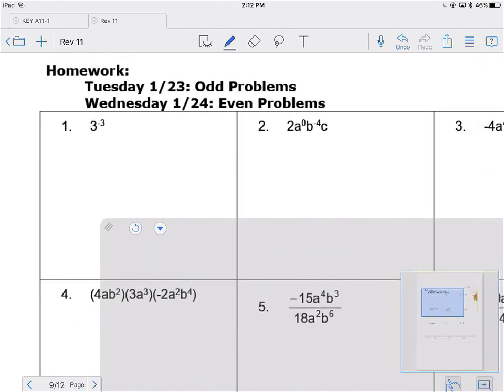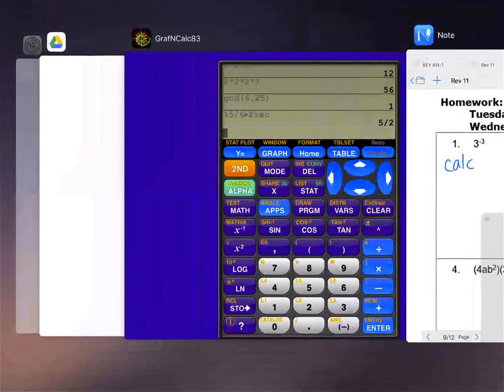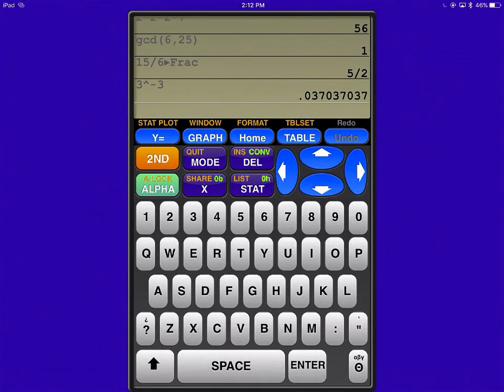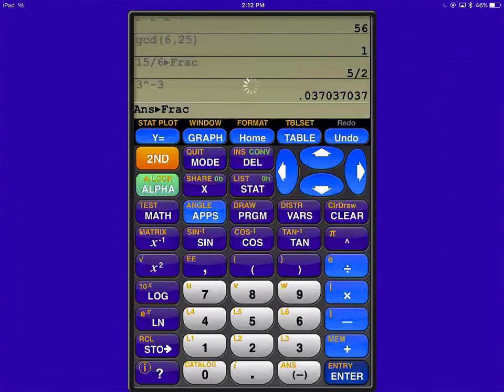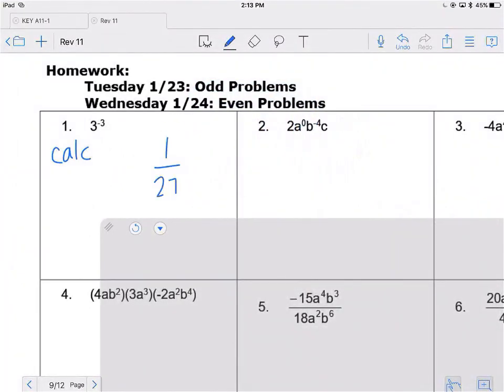So starting with problem 1 on page 2, we have a problem that has all numbers. So for this problem, you need to put this exactly like you see it into the calculator. We have 3 raised to the negative 3, and we get this ugly decimal. When you click Math, Enter, we get the fraction 1 over 27, and that is simply my answer.